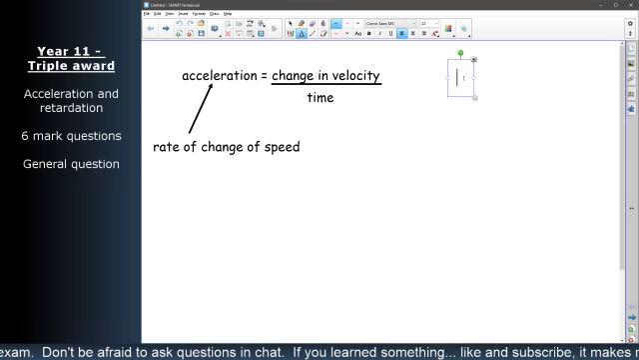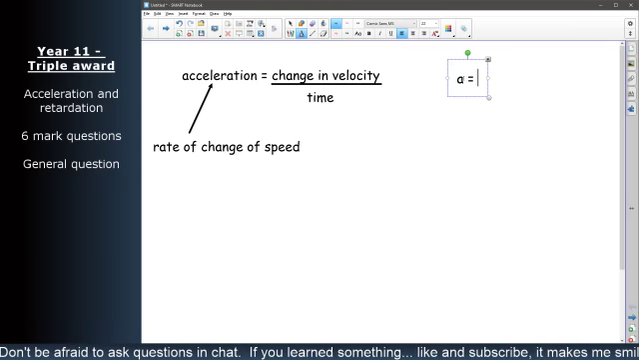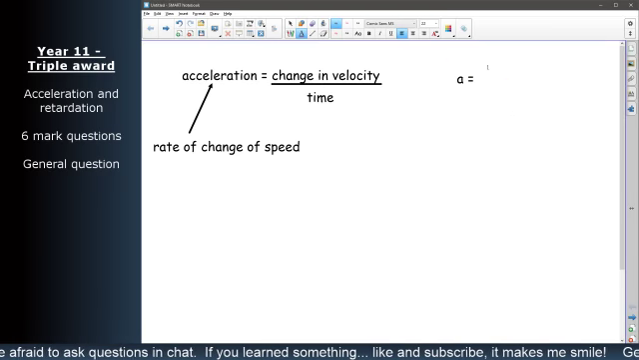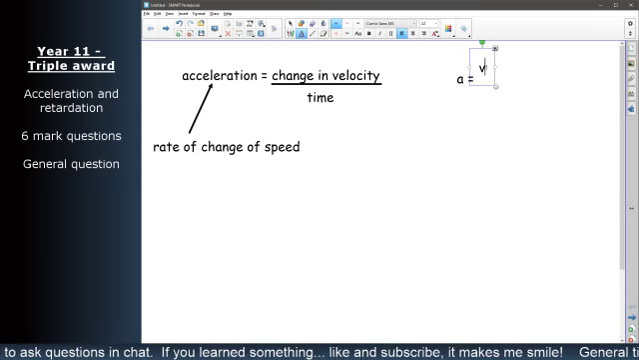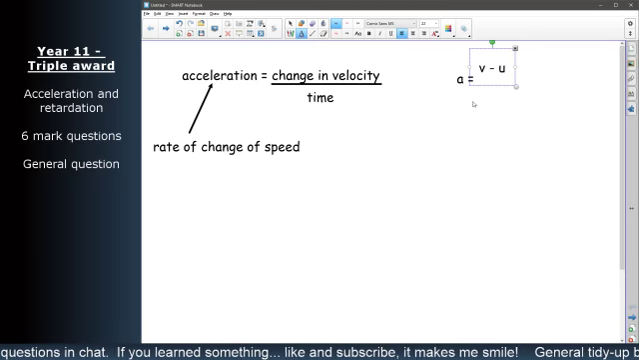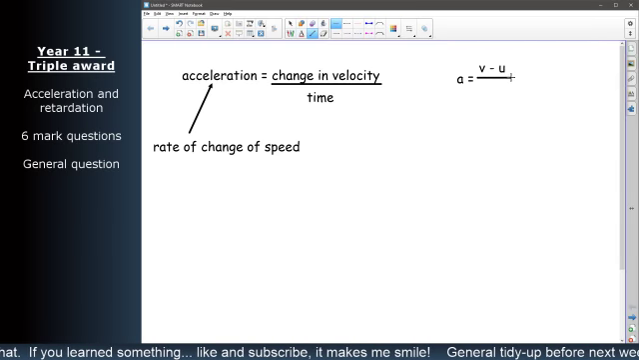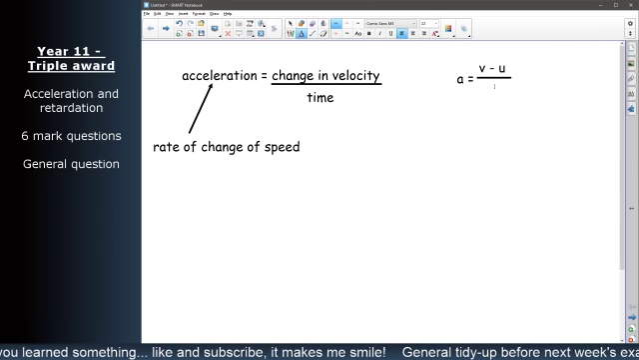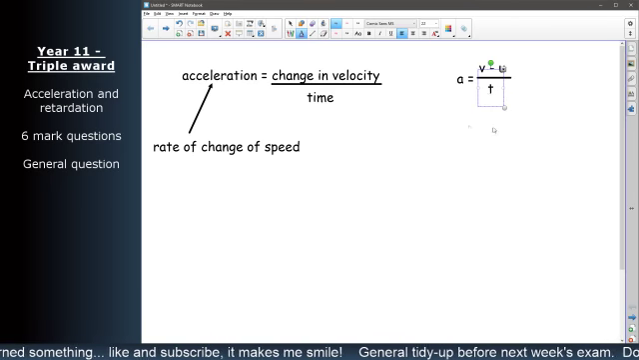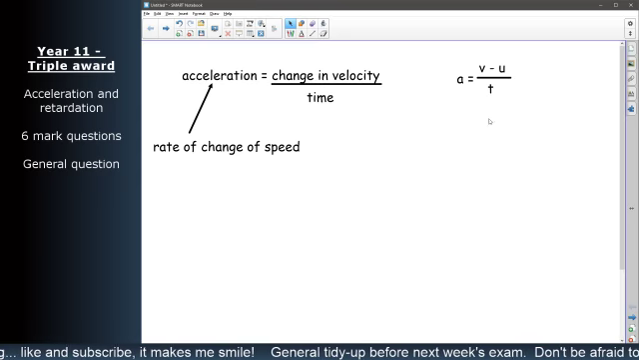This breaks down into a = (v − u) / t. So v take away u, all divided by t. So all over t. Just like that. Okay, v is your final speed, u is your initial speed, and t is the time taken.